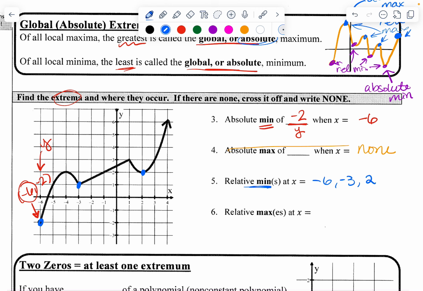And then where do we see relative maximums? Let's look for that. Relative maximums are here, here. And even though this goes on forever and it's a maximum, it's not a relative maximum. This goes on forever. So we say our relative maximums happen at this point where x is -4 and at this point where x is 1. So we say when x is -4 and 1.